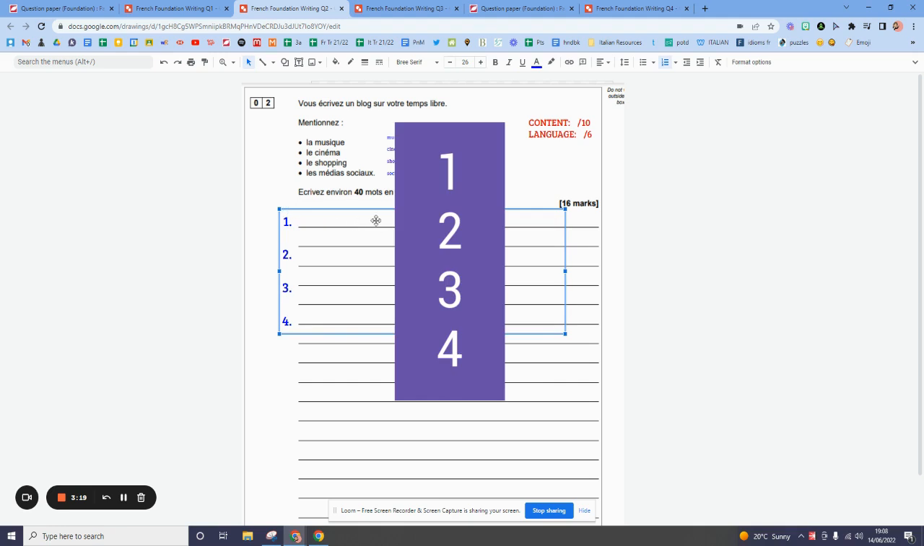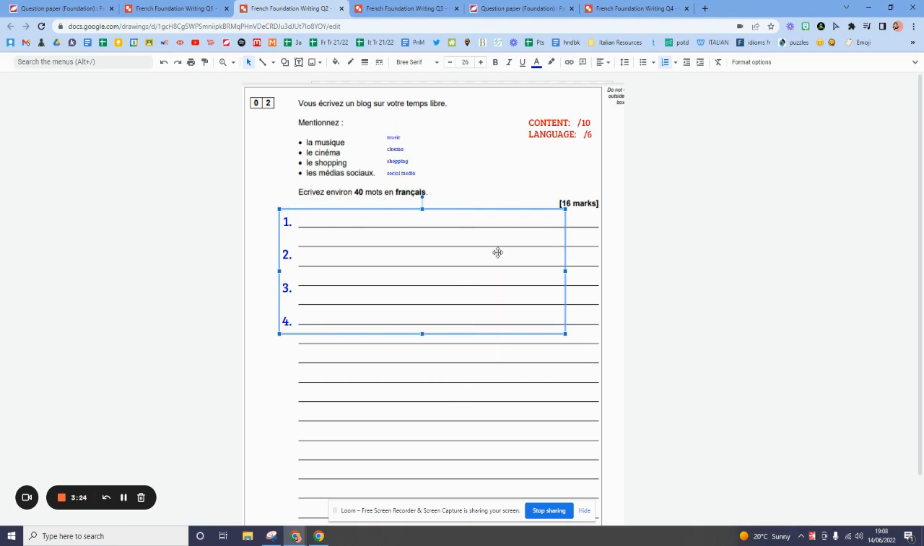Putting that 1, 2, 3, 4 down the side of your page means you won't miss one. So I'm writing about my free time in my blog, and I want to talk about music. I'm thinking about my language for this question. It hasn't asked me to put any other tenses in. I don't really need to put any other tenses in. I just need to make sure that I have at least 2 opinions.